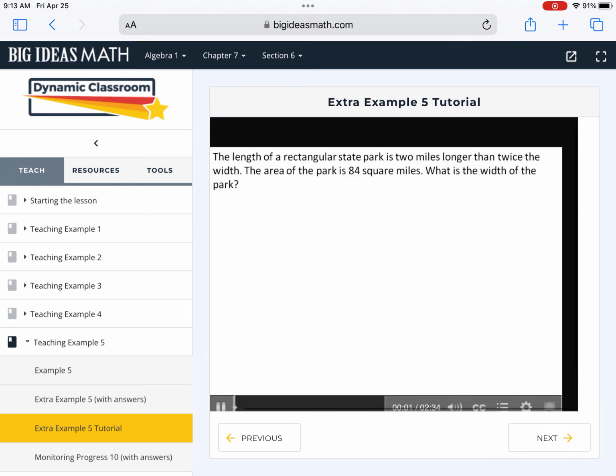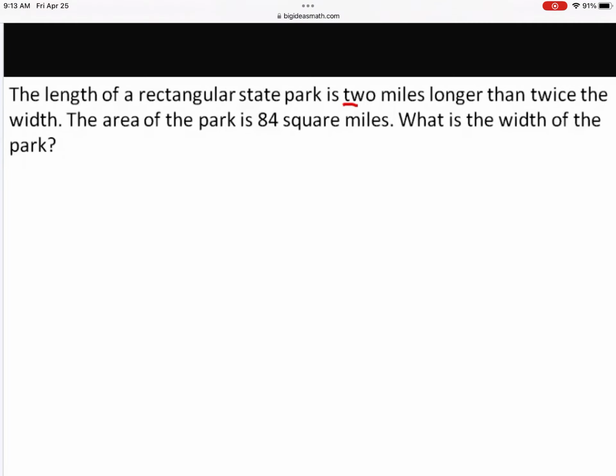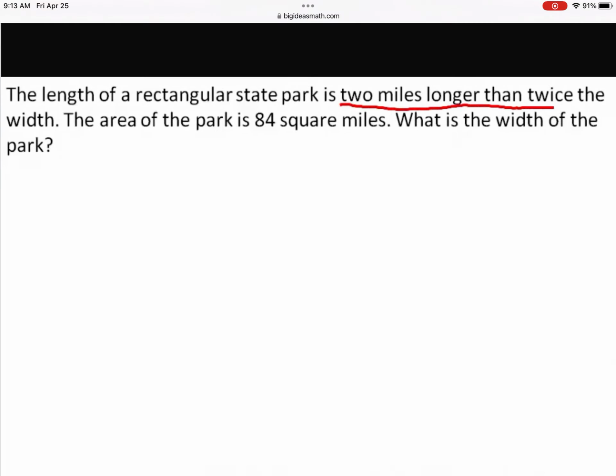The length of a rectangular state park is 2 miles longer than twice the width. The area of the park is 84 square miles. What is the width of the park? Use the formula for the area of a rectangle to write an equation for the area of the park.